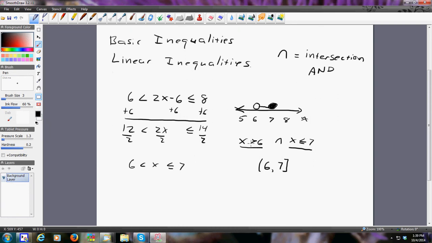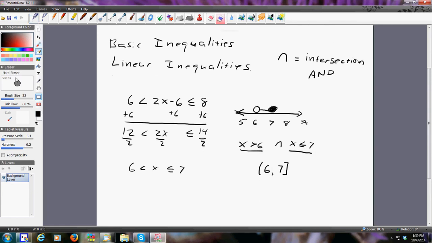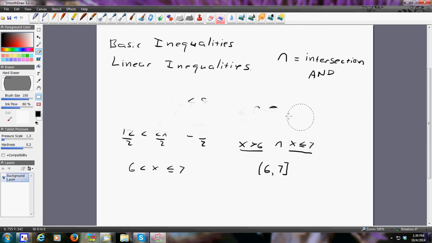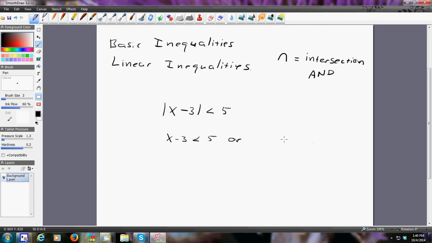It is also possible to have another situation where you'll end up with something like this. Let's say the absolute value of x minus 3 is less than 5. And here I get x minus 3 is less than 5, or x minus 3 is greater than negative 5.